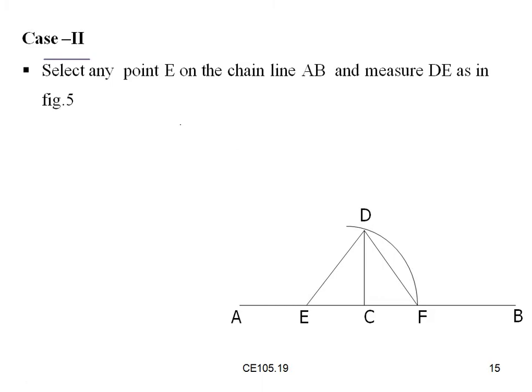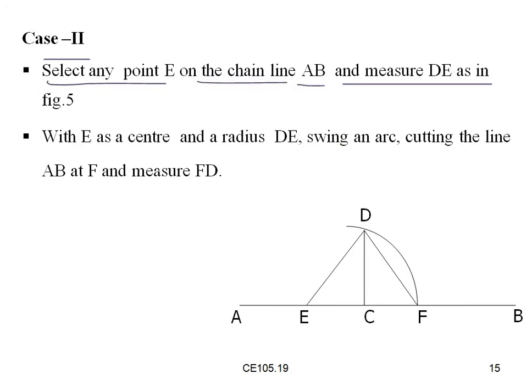So in case 3, let us see, select any point E on the chain line AB and measure DE as in figure 5. This is figure 5. See here, AB is a chain line. On this, select any point E, that is the point you selected, and measure DE as in figure 5. Here D is also the given point.